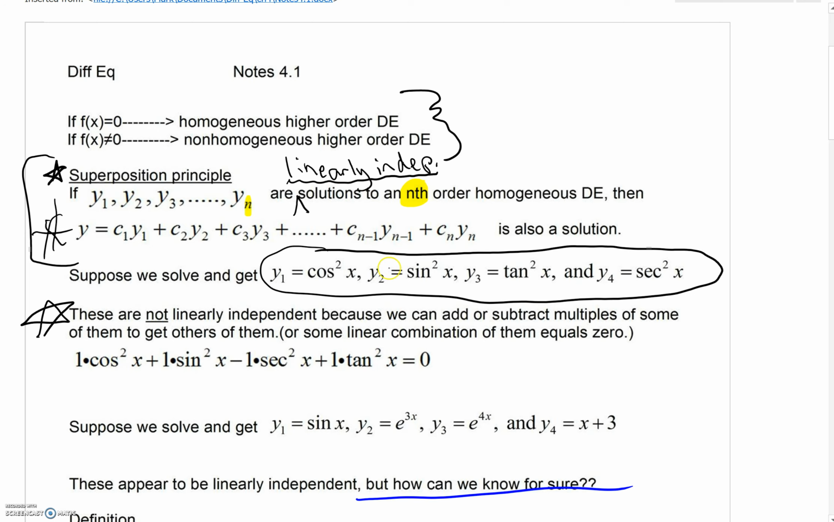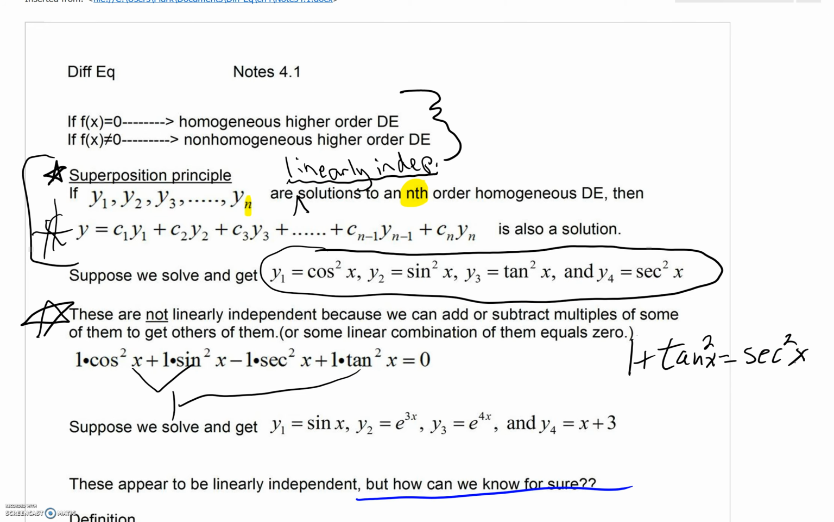So take a look at this. Cosine squared and sine squared, we could put 1s out in front. We happen to know that that would add up to a 1, right? And if we put 1s out in front of secant squared, or choose a negative 1 out in front of secant squared, look at this. 1 plus tangent squared actually equals secant squared, a very famous identity. This would actually add up then to a 0.